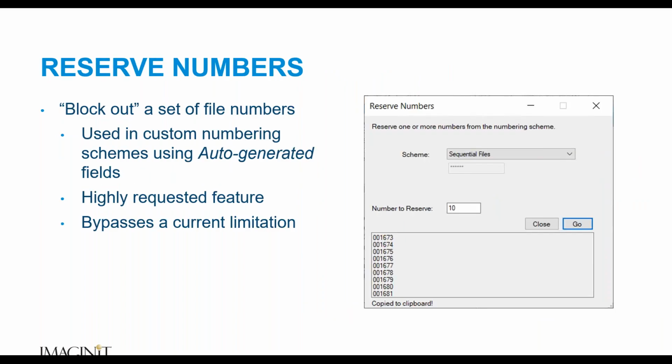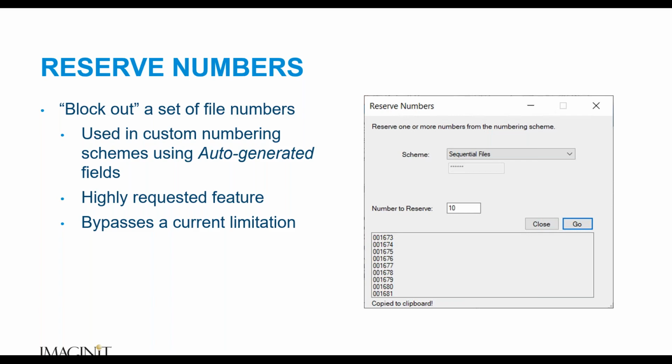And then finally, we have the reserved numbers. So again, this is specifically meant for those number schemes that are sequential in nature, where we're having that automated number given to us by Vault. And what we basically can do is just go in, run this utility, and tell it which scheme we want this to apply to, and then how many do we want? Do we want a block of 5, a block of 10, however many we want.